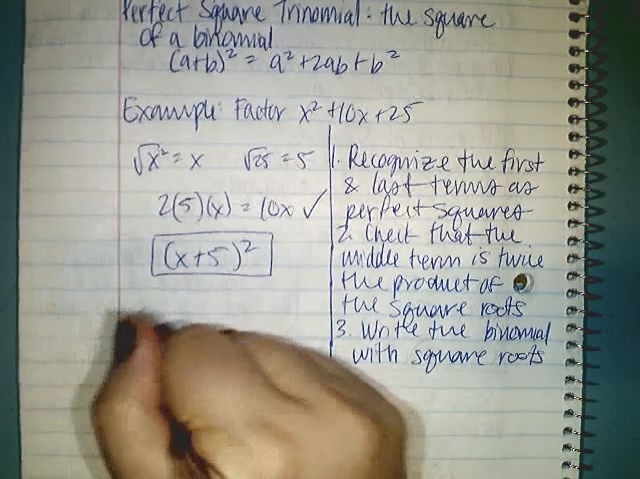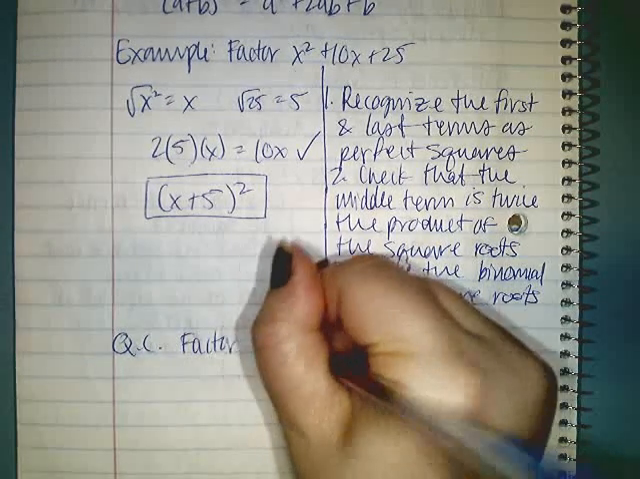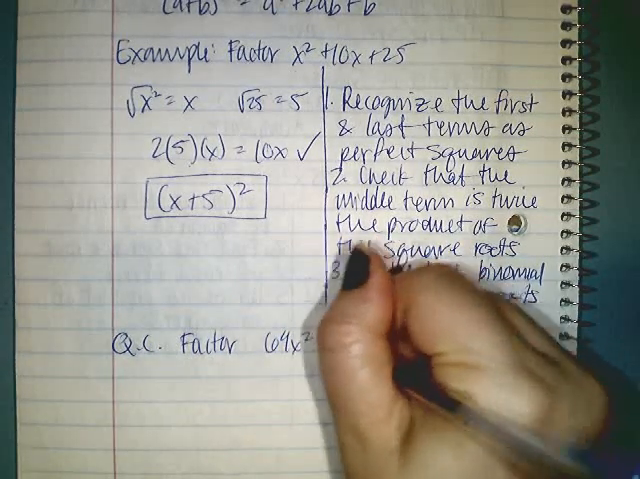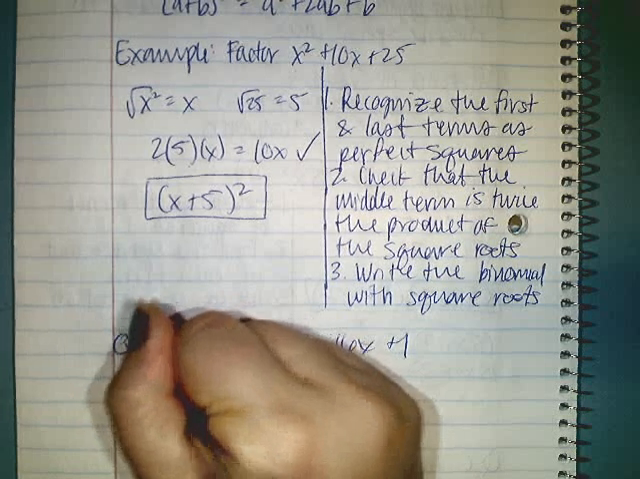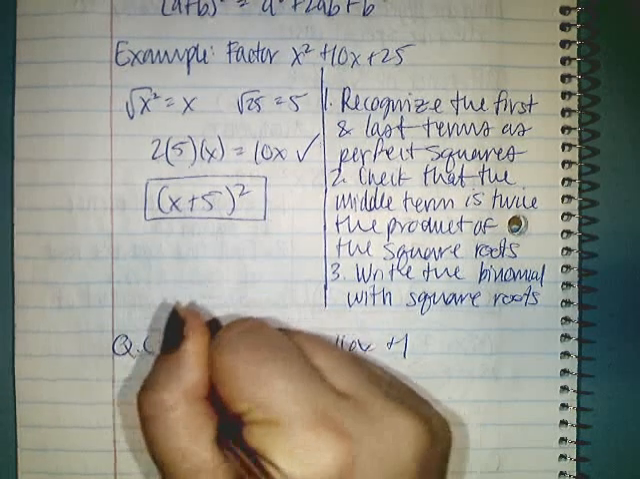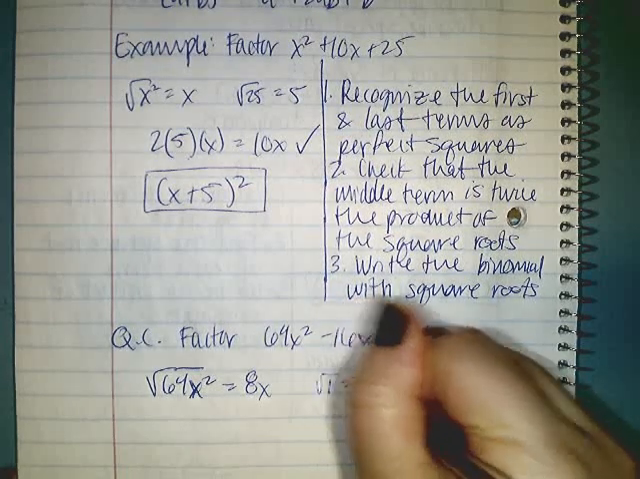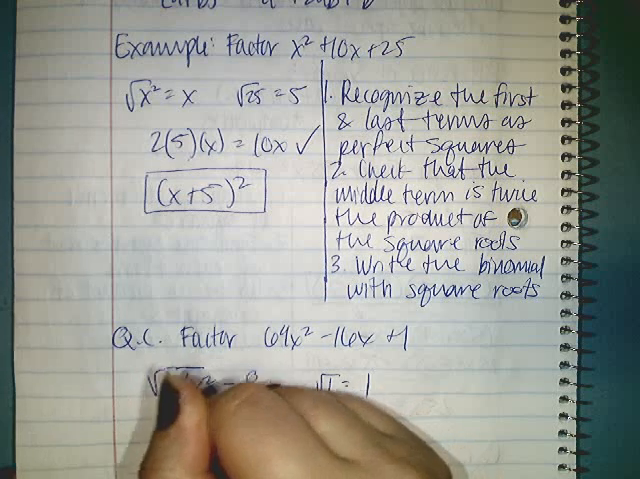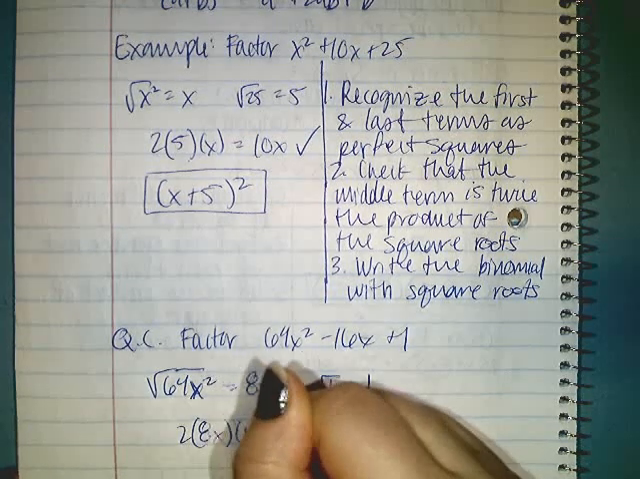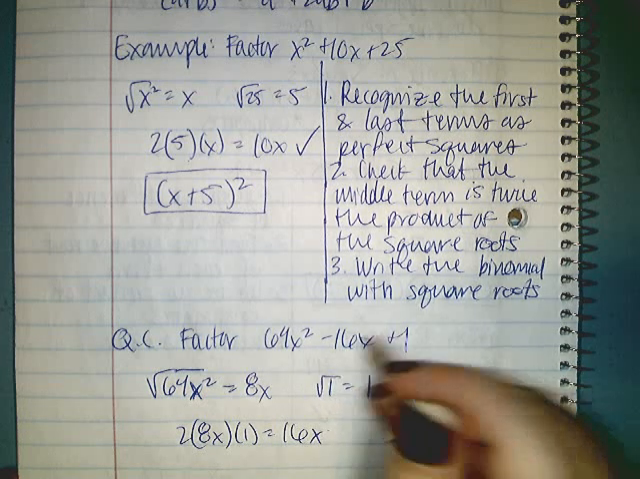Let's do one quick check together before we go. I want us to factor 64x squared minus 16x plus 1. So again, try it on your own. I'll go over it. The square root of 64x squared is just 8x. Square root of 1 is just 1. I know that 2 times 8x times 1 is going to be 16x, which is indeed my middle term.